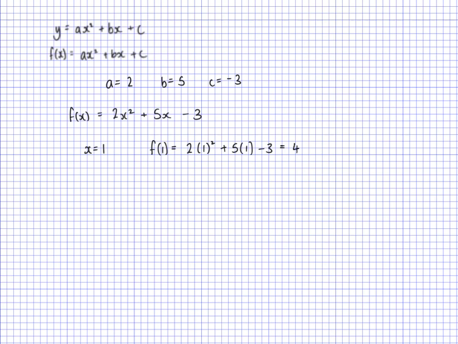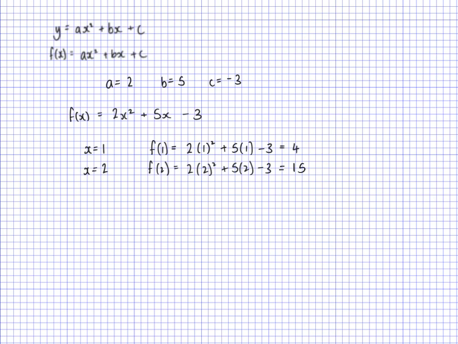I'll get some more values. So x equals, let's try x equals 2. So f of 2 is equal to 2 times 2 squared plus 5 times 2 take away 3. This here will be 8. 8 add 10 is 18. 18 take away 3 is 15. So here we will have 15.